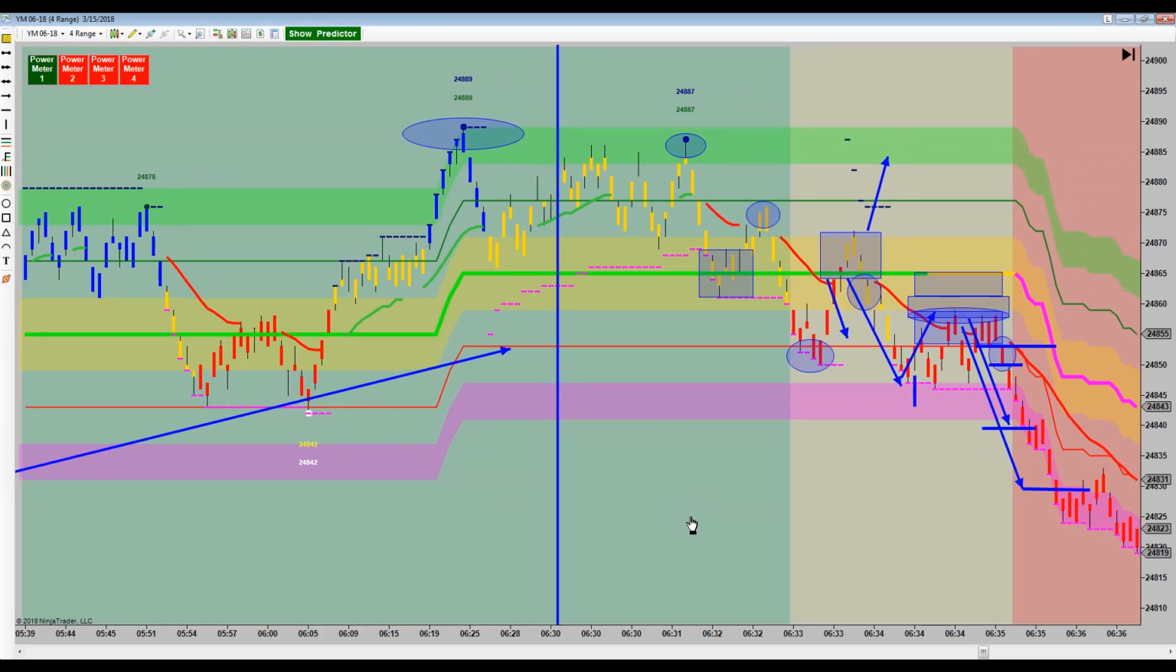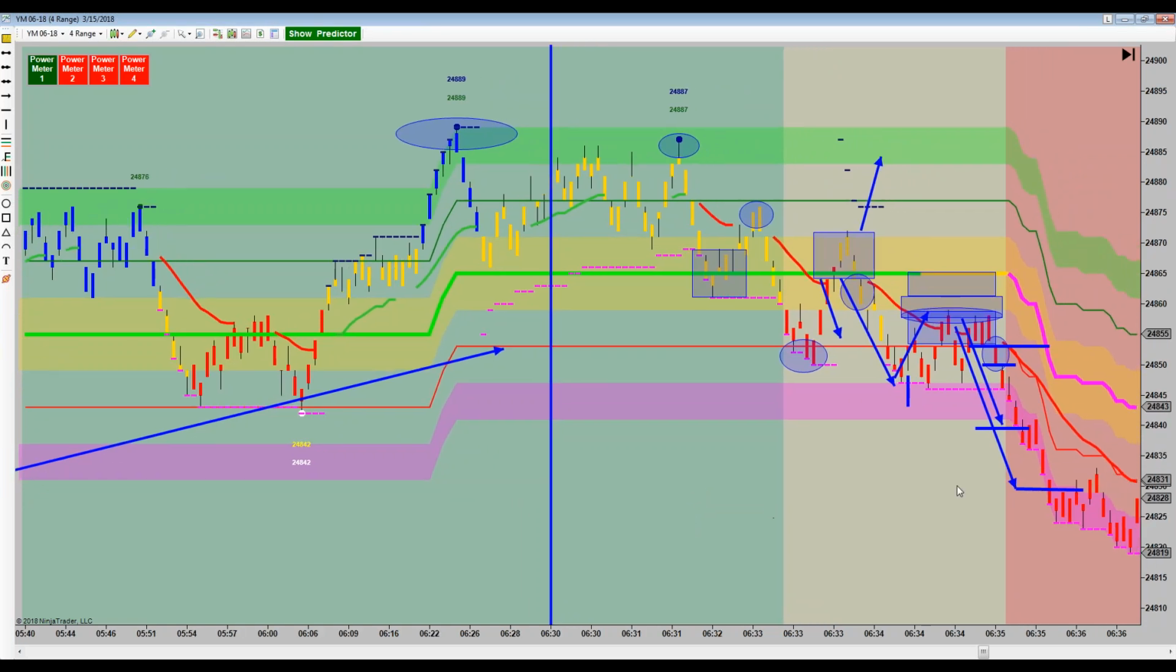Okay, you can see here you left some money on the table there, right, with the 20-tick target. It went another 10 ticks, so you choked it off. That's all right. Let's keep it going.